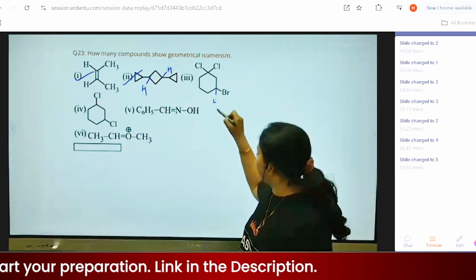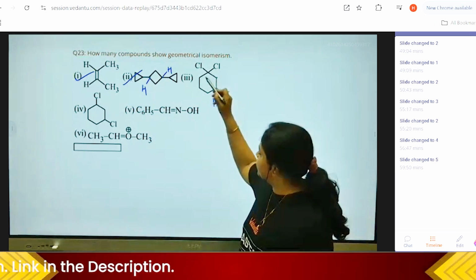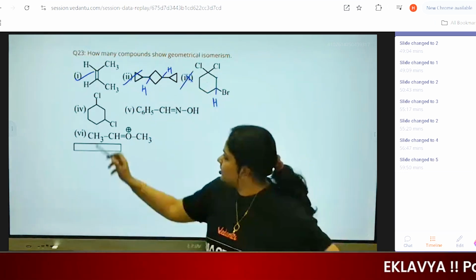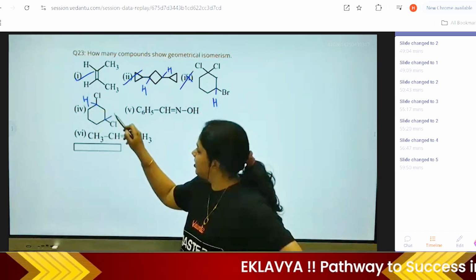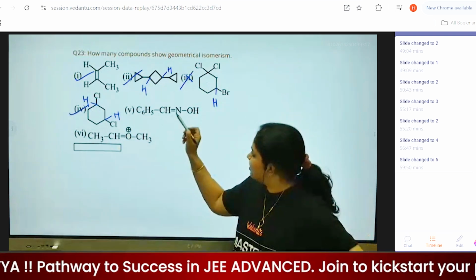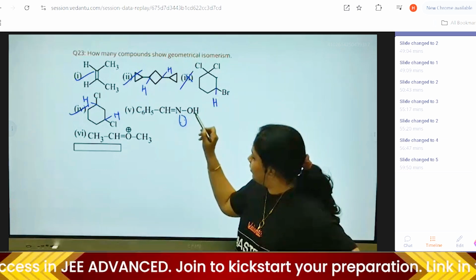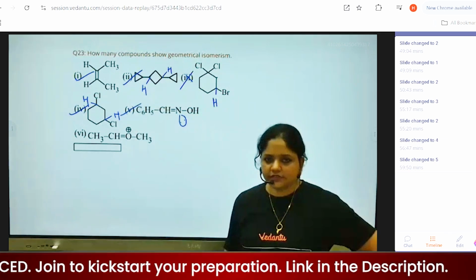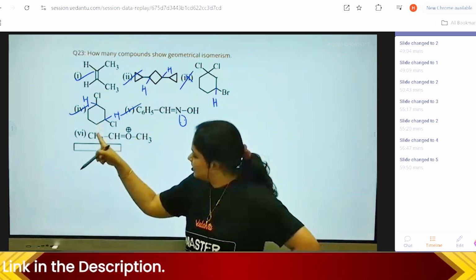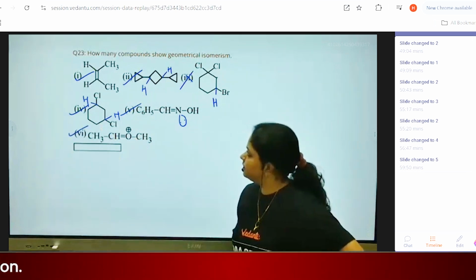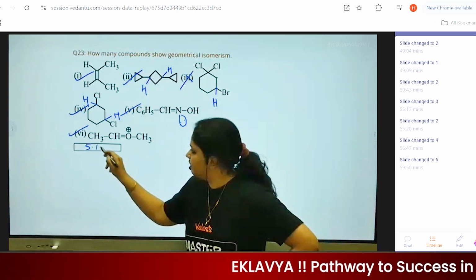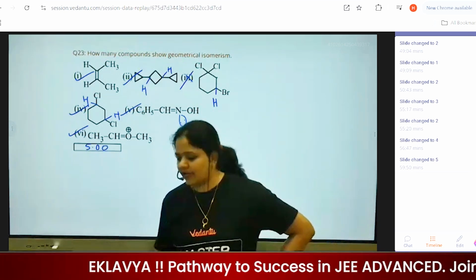Here it might be having, but rest all positions H, Cl, Cl. So this will not show. Here Cl, H, restricted rotation, 2 different groups. Here C double bond O, lone pair OH, H C6H5. This will show. C double bond O, CH3, lone pair and H CH3. This will show. Total 1, 2, 3, 4, 5 will show. So 5 is the answer.